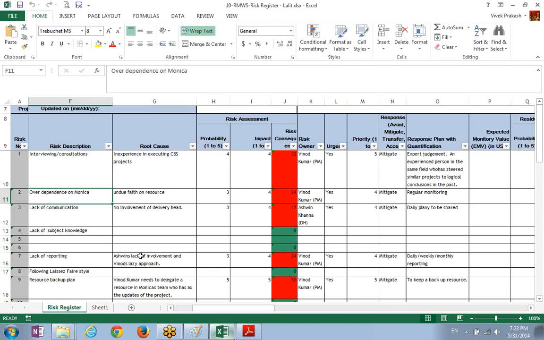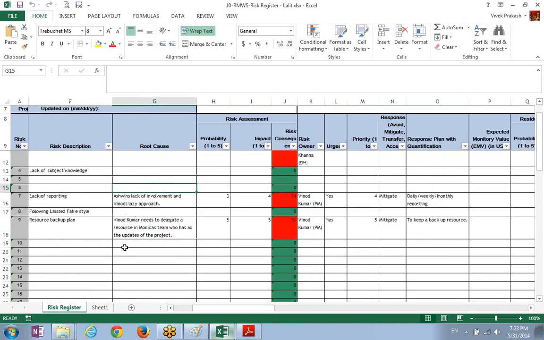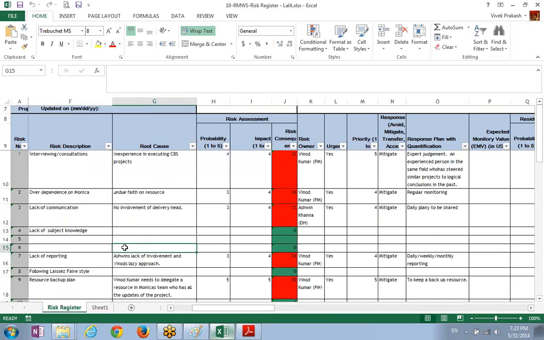Right? Let's come to this risk. First of all, this one rule is violated, that there are 9 risks in this. 9 or more? 9. And we talk about only the top 3 risks. So I don't know which are the top 3. This risk is one of the important ones, that over dependence on one person.